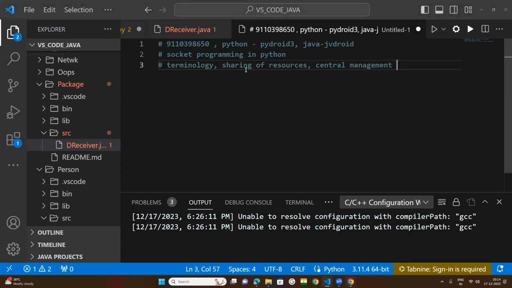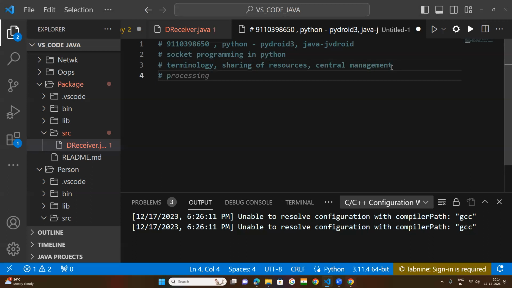So how will the devices communicate? By socket programming. Okay, that is very important. So in socket programming, there are some terms. One is that the terms are very important.